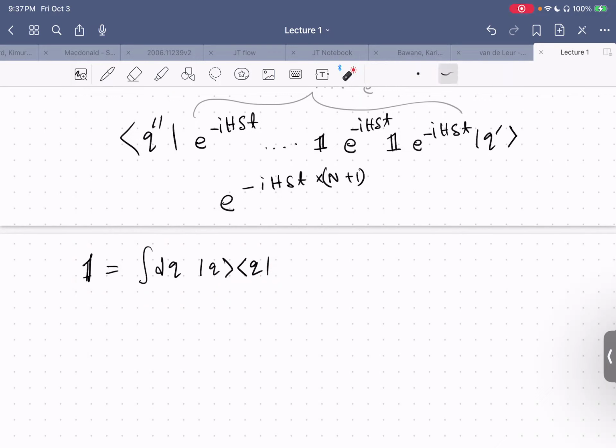After replacing each of the identity operators with this expression, we don't want to get mixed up with the different variables, so I will give a different name to each dummy variable for each identity operator. So what we can write is that, let's gather all these integrations up at the beginning. There are n identity operators, right? So let me write it as follows.